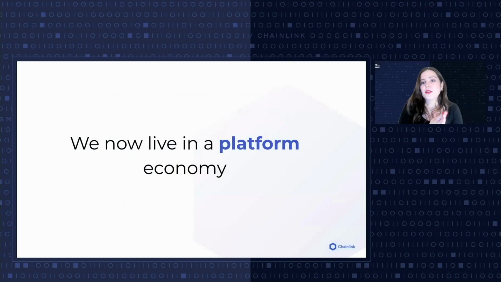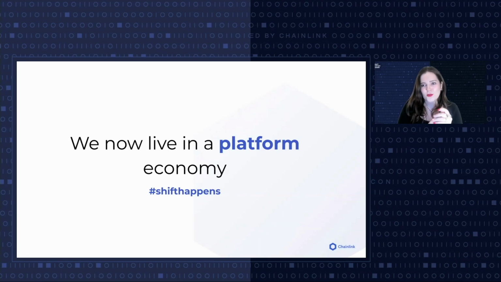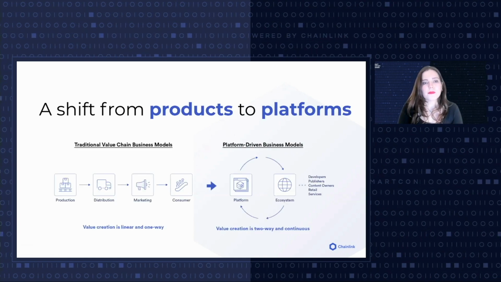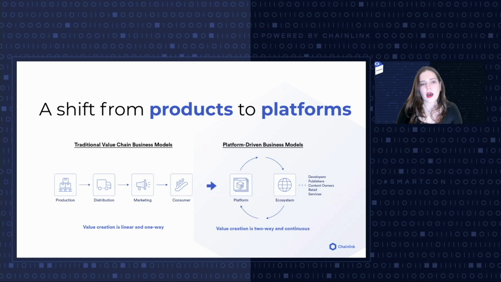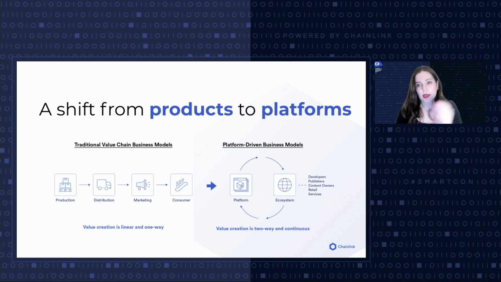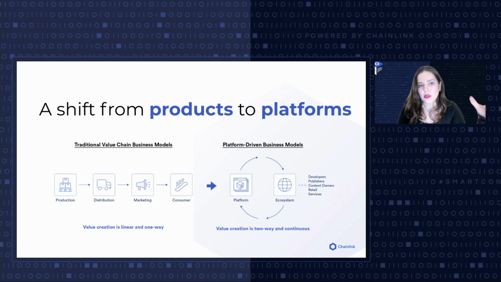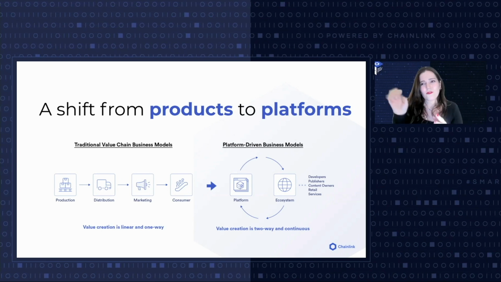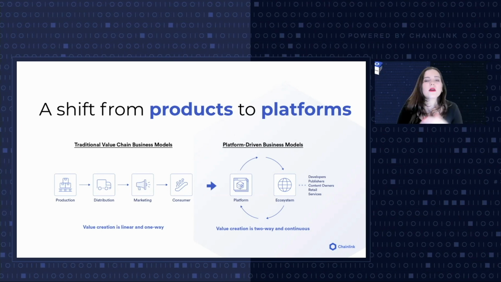So we now live in a platform economy. A shift has happened. This shift is from products to platforms. And what I mean by this is that used to, in the 1970s, good old days, companies would actually have a very linear relationship of communicating with their consumers. So you can see that on the slide, there's a traditional value chain business model. And in this model, you have the company producing stuff, distributing it, and marketing it. And at the very end, there's a consumer using the stuff, hopefully, and there's not really a continuous relationship.